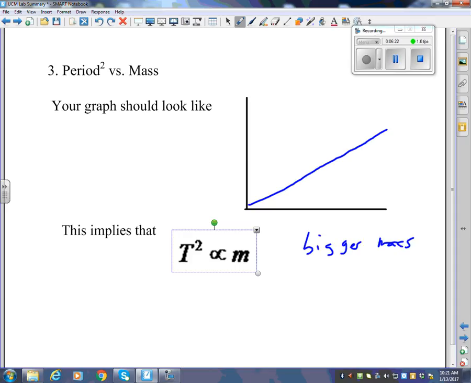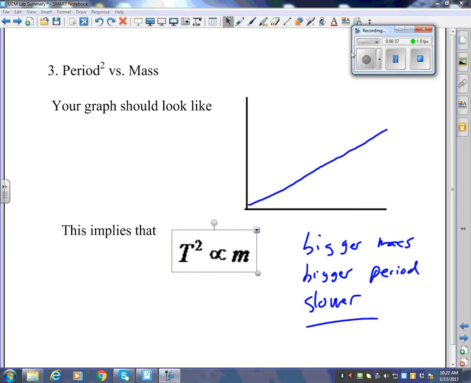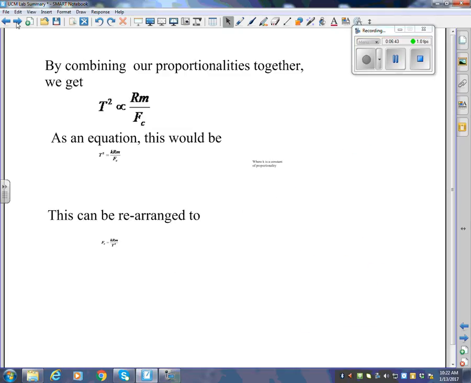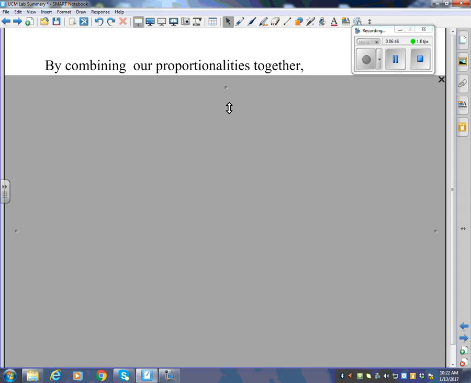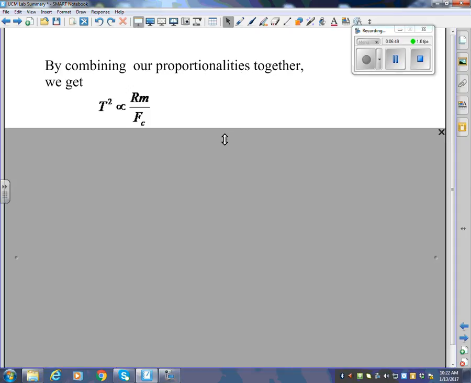Bigger mass, bigger period, in other words, slower. So I'm going to take all 3 of those and mash them all together. By combining our proportionalities together, we get, and here's where it's going to start to get a little crazy, gang, T squared is proportional to Rm over Fc. I put the 3 all together. The period squared is proportional to the radius times the mass divided by the centrifugal force.